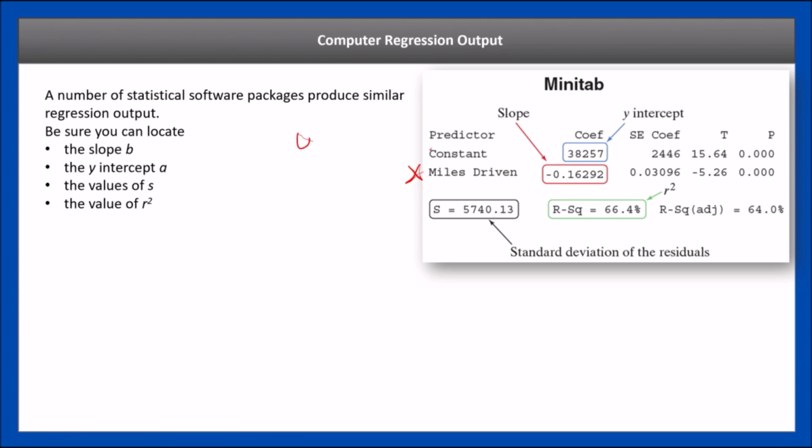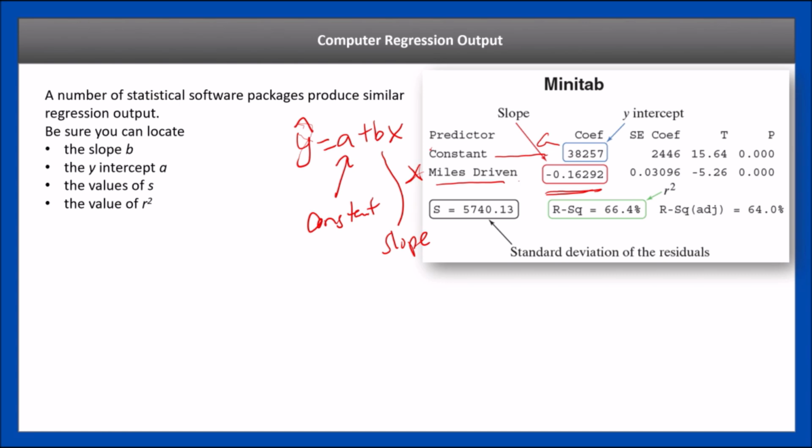Remember that the equation of the regression line is y hat equals a plus bx. In terms of the computer, this is my constant and this is my slope. So the variable, miles driven, is telling me my slope. The constant is telling me my a, so it's giving me my y-intercept. That's how you read the computer output. Obviously, R squared is the coefficient of determination, and this S is the standard deviation of the residuals.